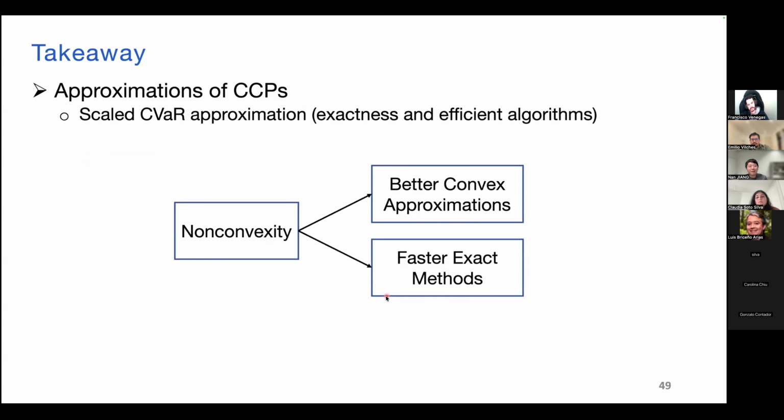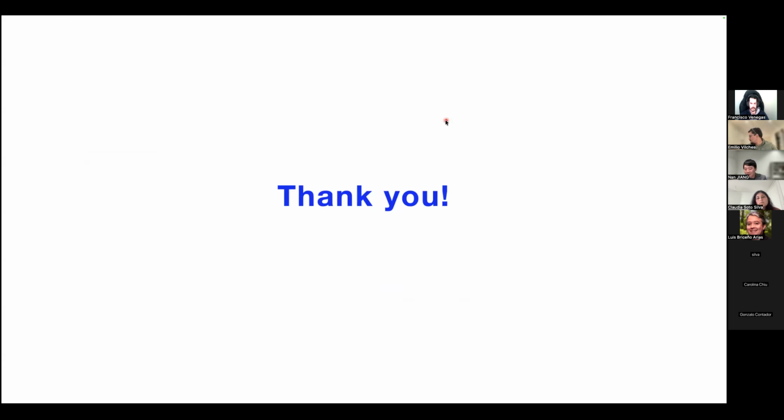So in summary, today I mainly talked about the convex approximation and the exact method, and we mainly talked about the scale CVaR approximation, its exactness, and some efficient algorithms. So that's all for my presentation. Thank you very much.